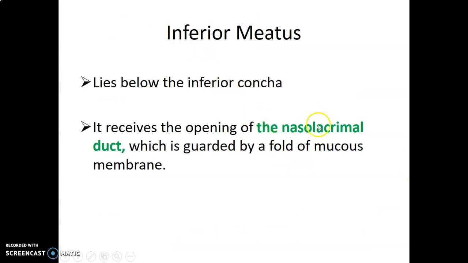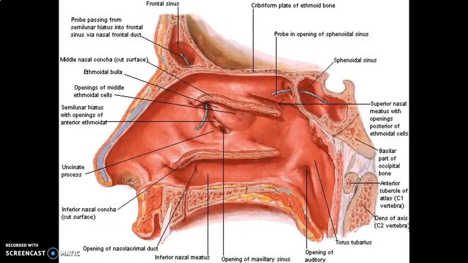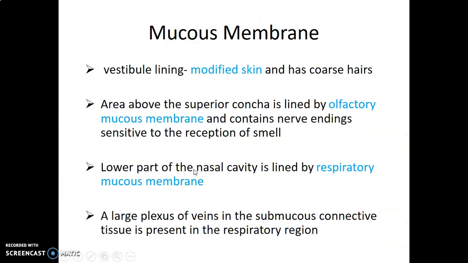And it receives the opening of the nasolacrimal duct. So you have tears from the eye, they get into the nasal cavity through the inferior meatus that lies below the inferior concha. They've resected the inferior concha here. So this is the inferior meatus, and you can see the opening of the nasolacrimal duct.